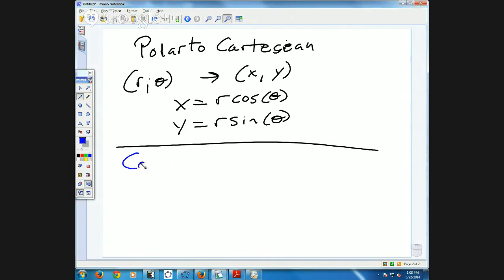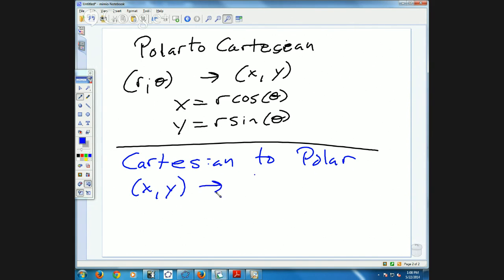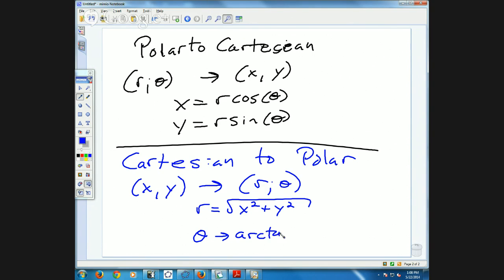If you want to convert from Cartesian to polar, that means you're taking something that started with x and y's and you want to turn it into r's and thetas. So then you have that r is the square root of x squared plus y squared, and theta will be related to, but not necessarily equal to, the arctangent of y over x.